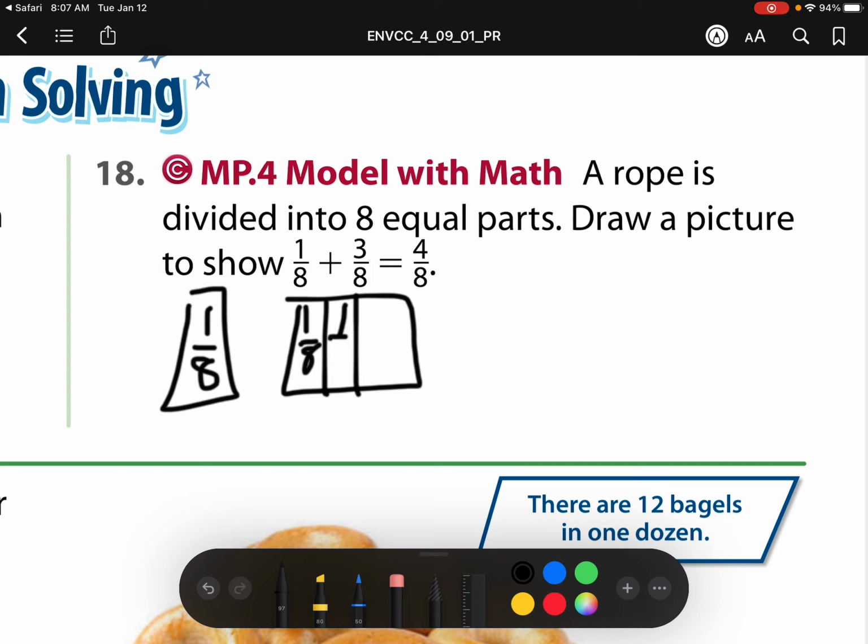Remember, we do want to try to get them the same size, but I'm now using my finger, and then we see this equals 4/8.